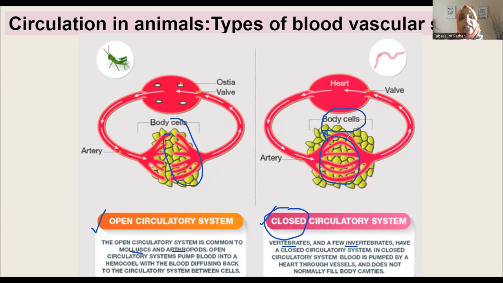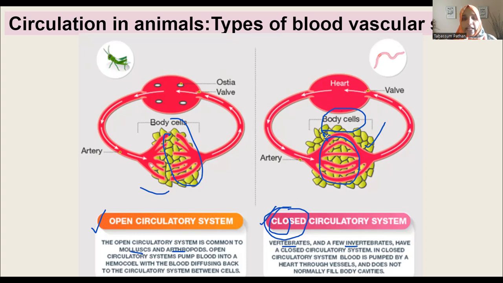So blood directly does not enter the tissue. There will be an intermediate fluid called lymph, which will transport the nutrient material, minerals, or the waste products in and out of the cells to and fro. So that is what we mean by closed. Here the blood is not in direct contact with the body cells, whereas in open the blood is in direct contact with the body cells, flowing in cavities. So the exchange of material over here takes place directly, whereas here the exchange of material will not take place directly.